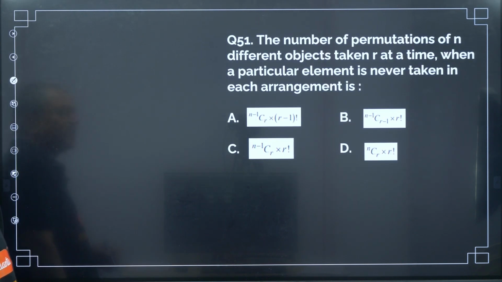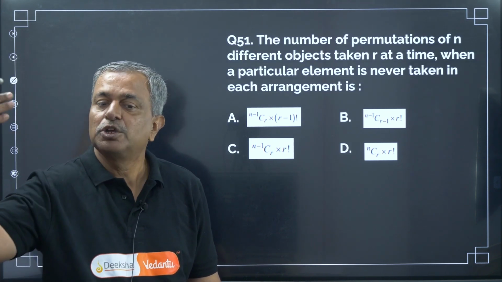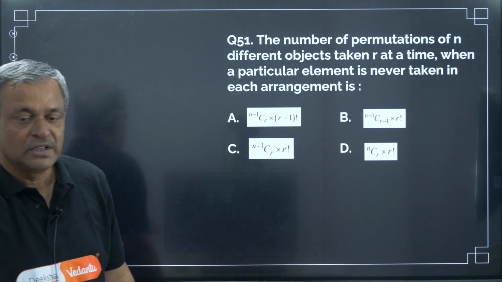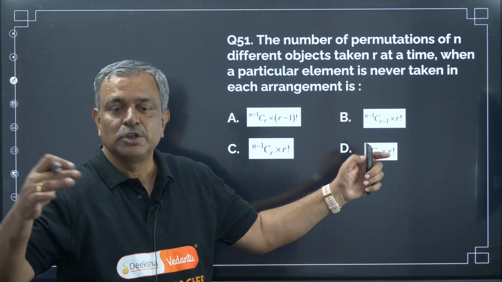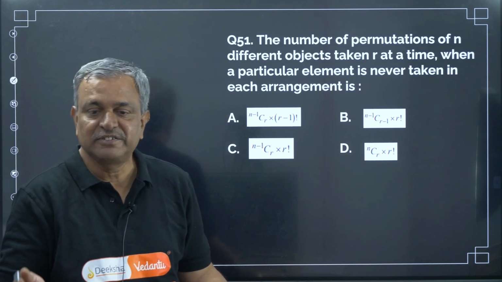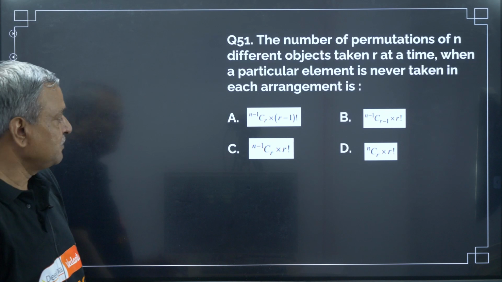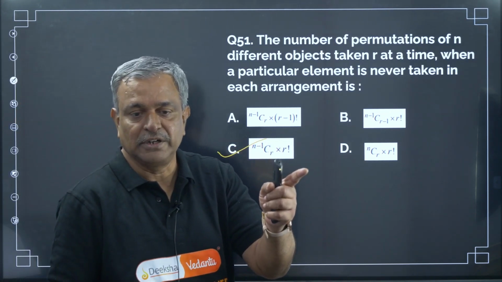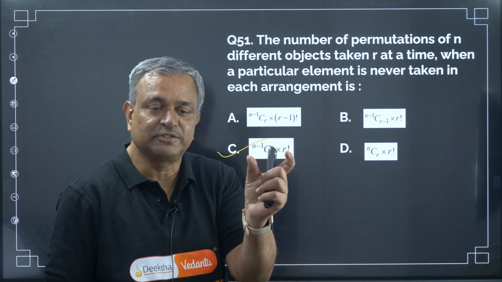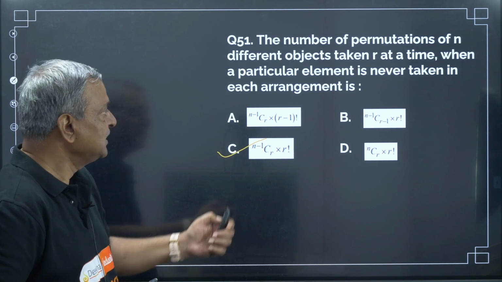Number of permutations of n different objects taken r at a time, where a particular element is never taken. A particular element not being taken means you simply remove that element. So n minus 1 objects remain, and whatever is left, you have to permute. This will give you n−1Cr into r factorial. Because you are removing the particular term, n minus 1 terms are there. So n−1Cr r factorial. Never taken.